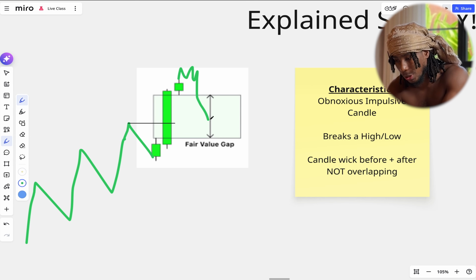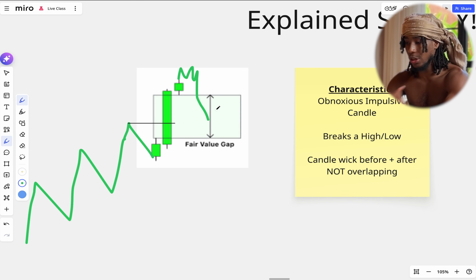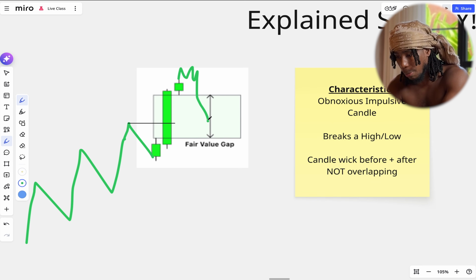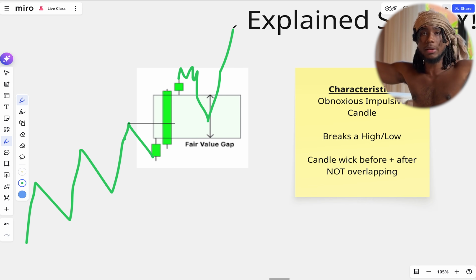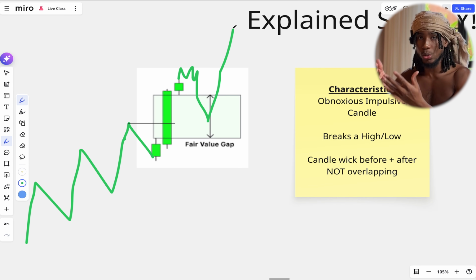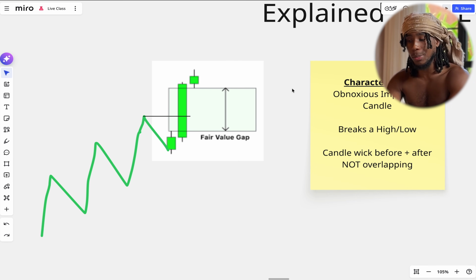You wait for it to get back into this box. You wait for some type of engulfing or some type of confirmation that tells you that you should enter the market, and then you would simply buy, and then you make money just like that, just by using a fair value gap. So now I'm gonna show you an example of a fair value gap.